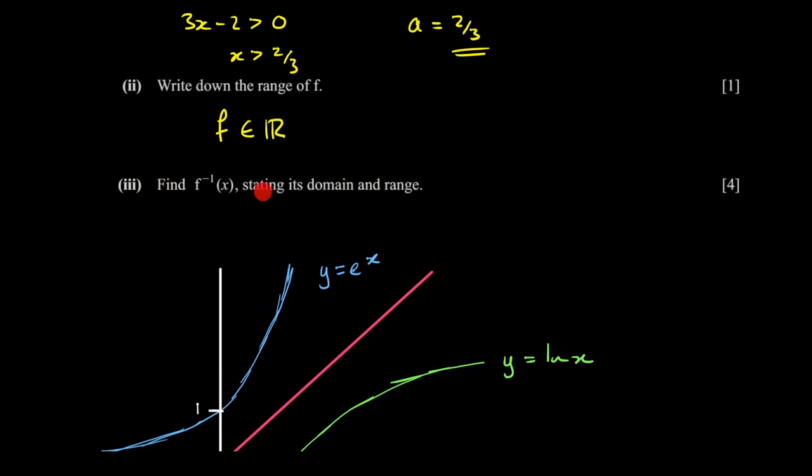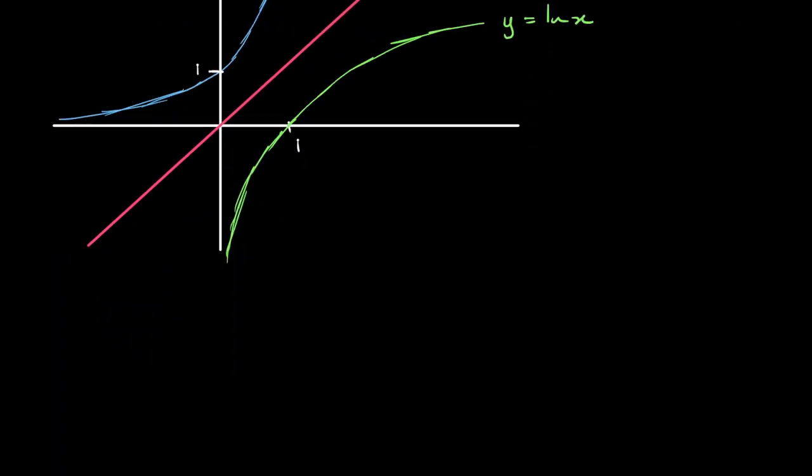Now then, part 3, find f inverse stating its domain and range. Now I think it's important to understand what the inverse function actually is. I've done a whole video really explaining this in great detail, but I'll try to give you the very brief idea at the moment. So let's say we've got a function, we'll call it g, so we don't confuse it with what we've got in the question. And we've got its inverse, g inverse. So how does this work?